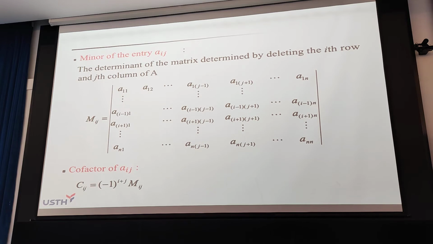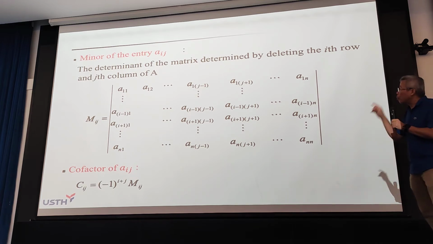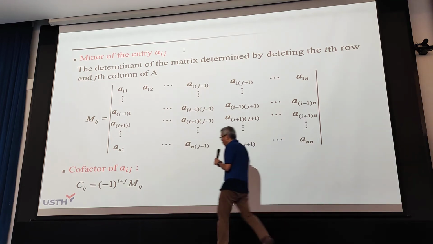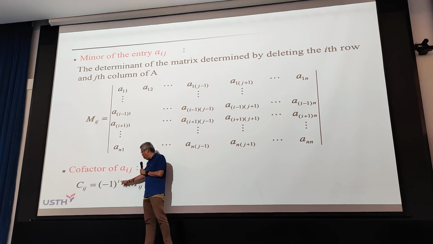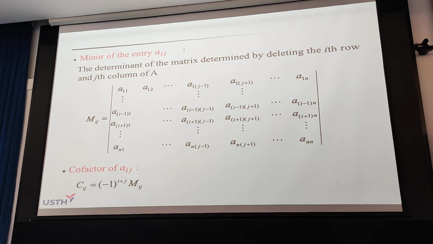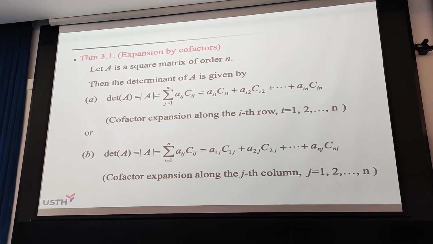Or in Vietnamese we call it định thức con thứ ij. There is one more notion, that is the cofactor of a_ij. The cofactor of a_ij differs from the minor M_ij only by the factor minus 1 to the power i plus j. And with the definition of a cofactor, we can define the determinant of A.